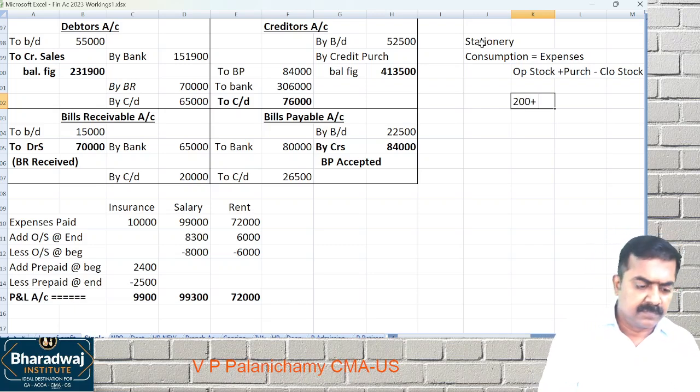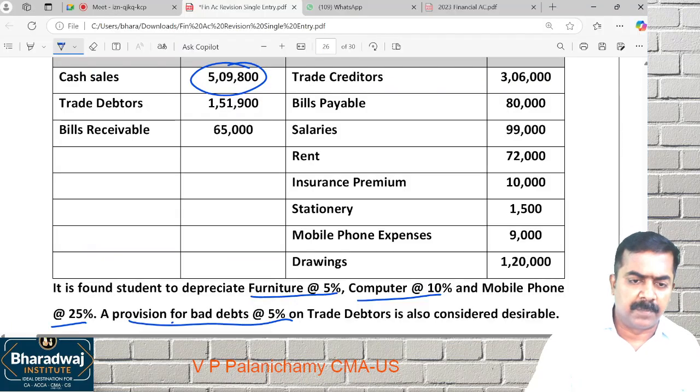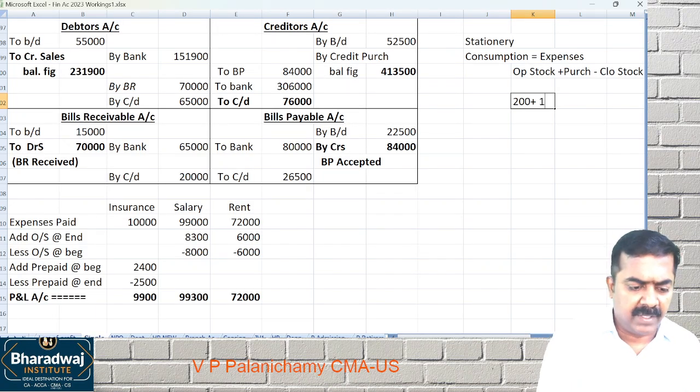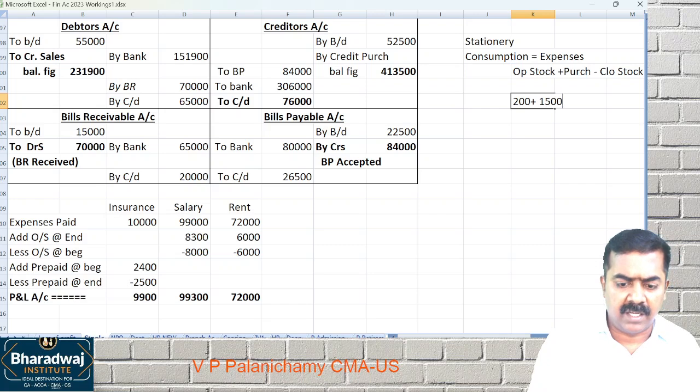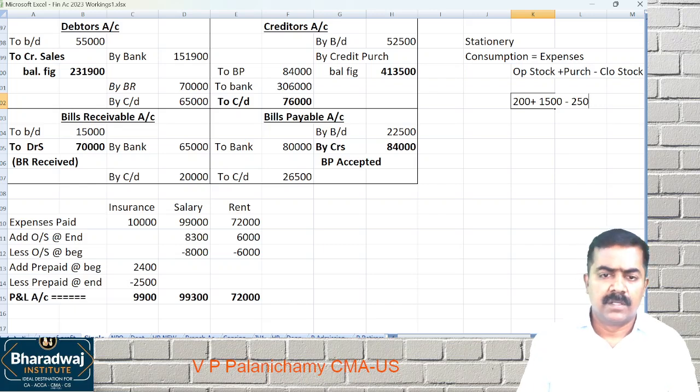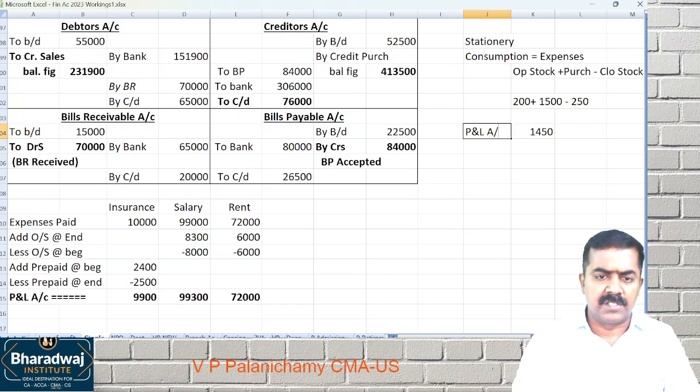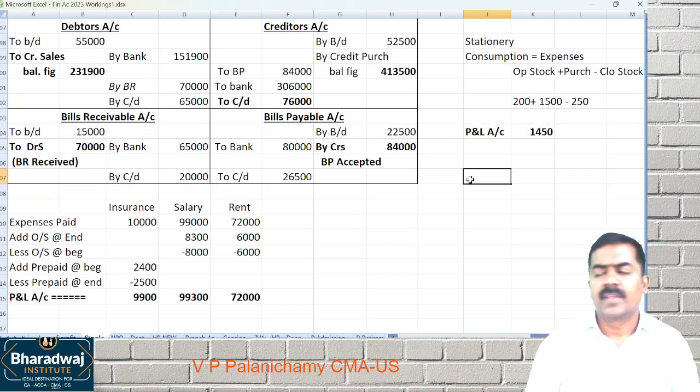எவ்வளோ பண்ணியிருக்கோம்? Paid for stationery கொடுத்துருப்பா பாருங்க payment sideல. Paid for stationery purchased எவ்வளோ இருக்கு? 1,500 minus stock of stationery at the end of the year closing balanceல கொடுத்துருப்பாங்க. 250 is given. This will be the expense. 200 opening stock plus purchases minus closing stock will be the expenses. That will be charged in P&L account. Consumption will be charged in which account? P&L account. Take up all these things.